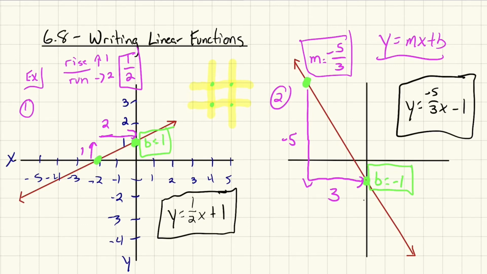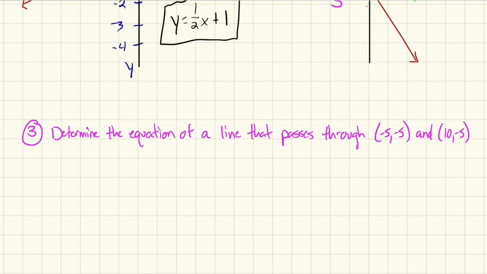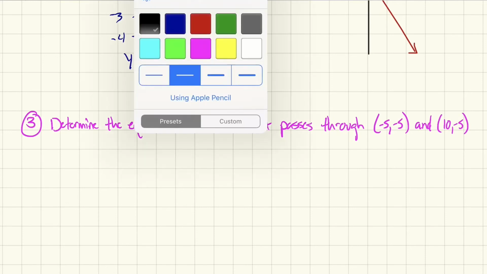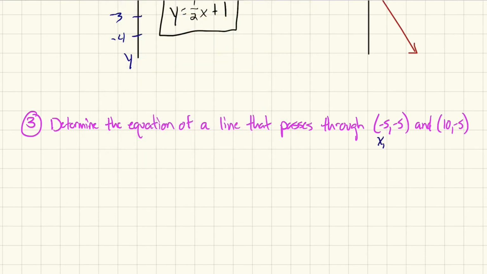Okay, moving on. We'll take a look at our last example of the chapter. It says, determine the equation of a line that passes through -5, -5, and 10, -5. Well, they've given me 2 points, but they haven't given me a slope. That probably means I've got to calculate slope. We've done this before a couple sections ago. So we go ahead and label our points, x1, y1, x2, y2. And we use our slope formula. M equals y2 minus y1 over x2 minus x1.